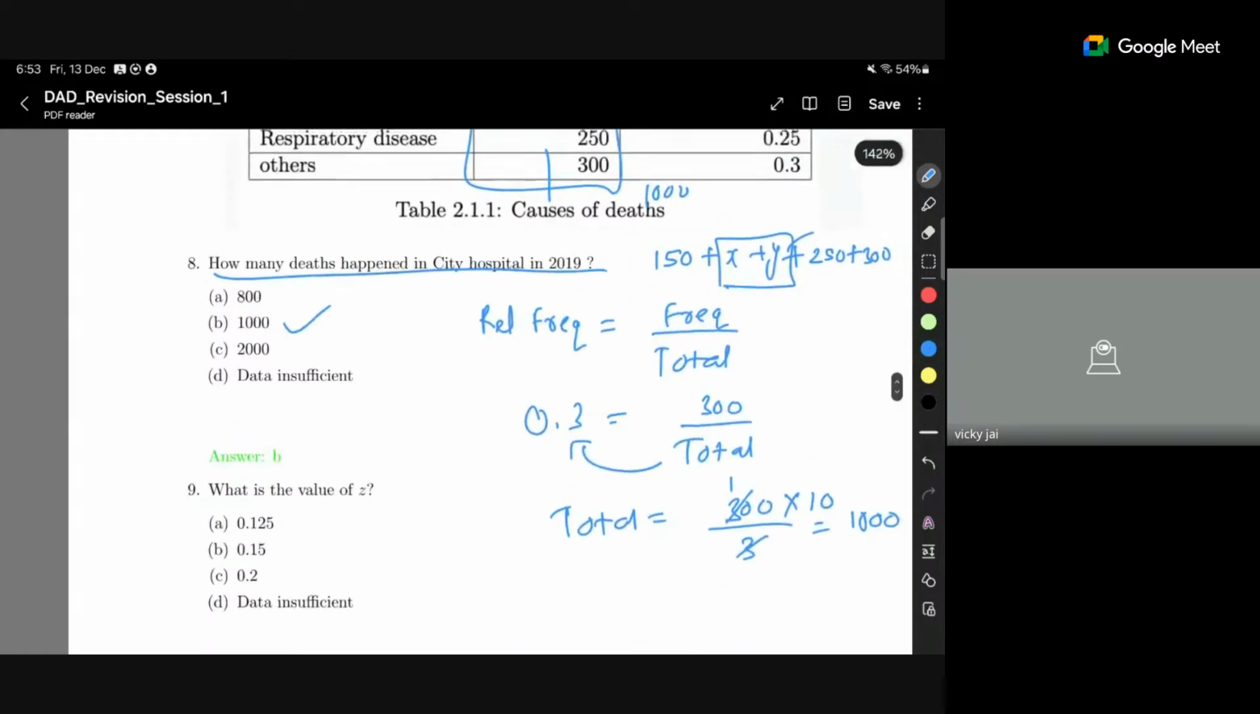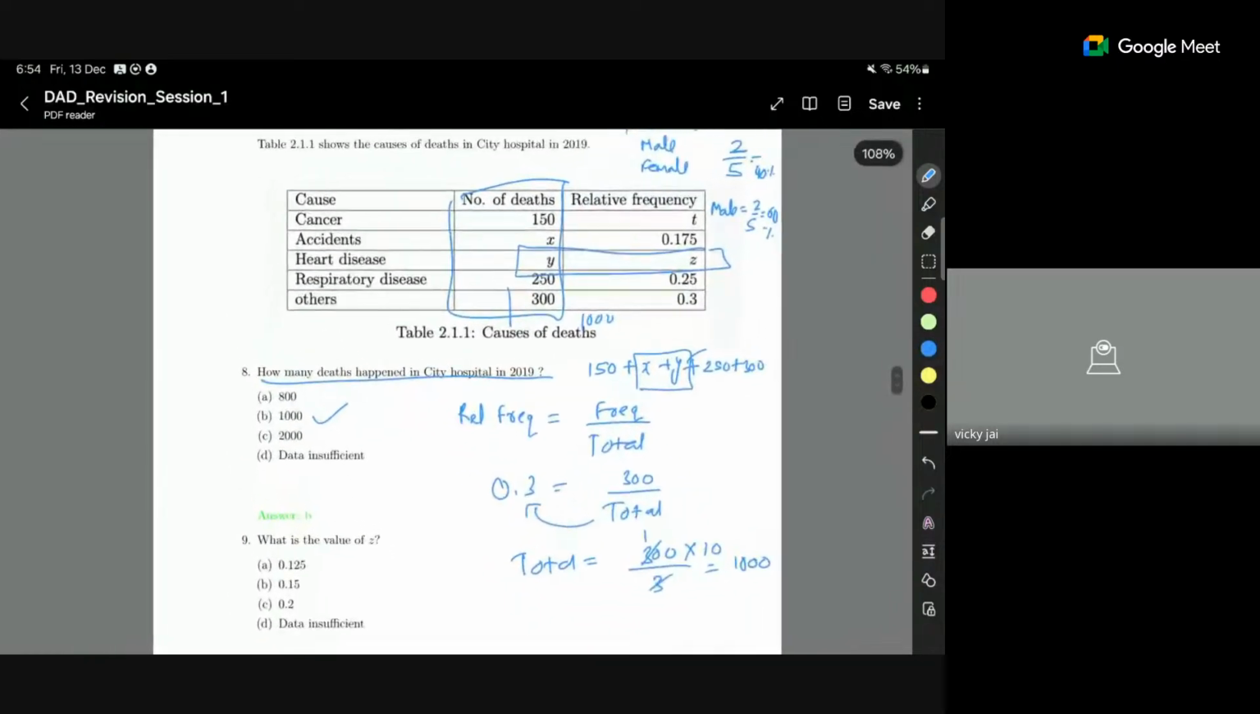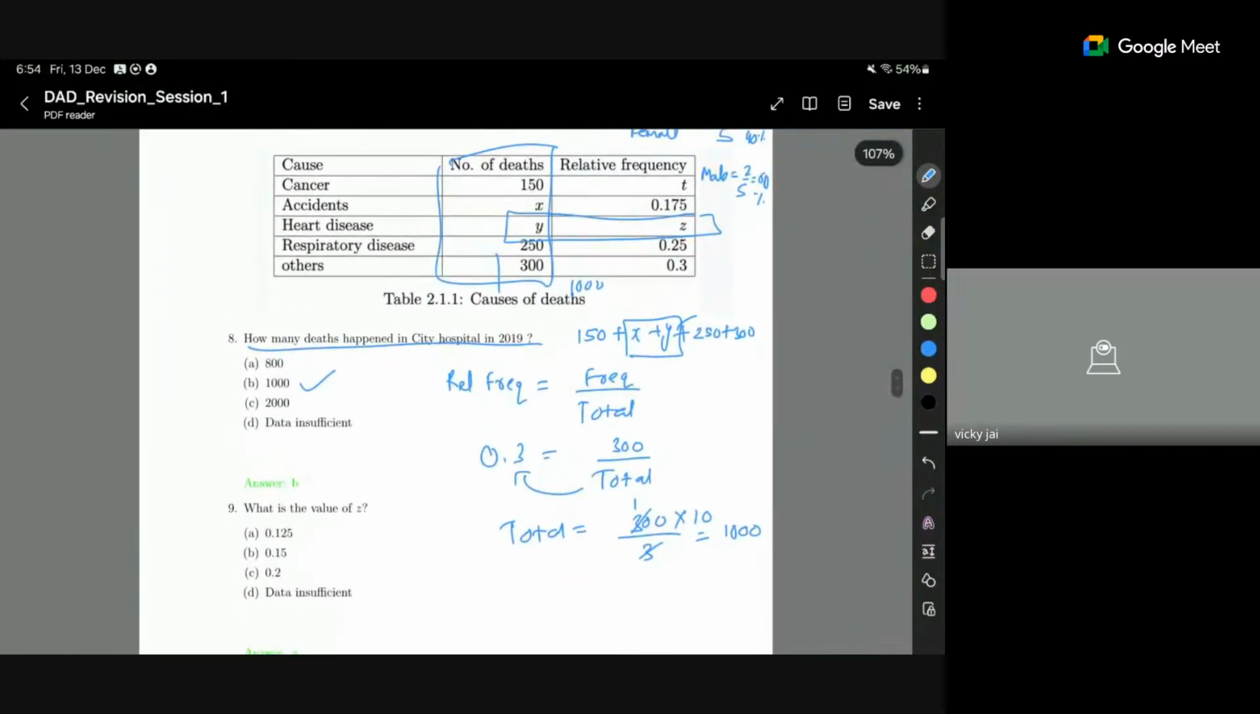Now the question is, what is the value of z? The issue is we don't know y, we don't know z, right? Both are variables. But what we know is the total now. So let's see, can we find x first? So that I can know what y is, because for this row there is nothing I know, but for x I know something, right?